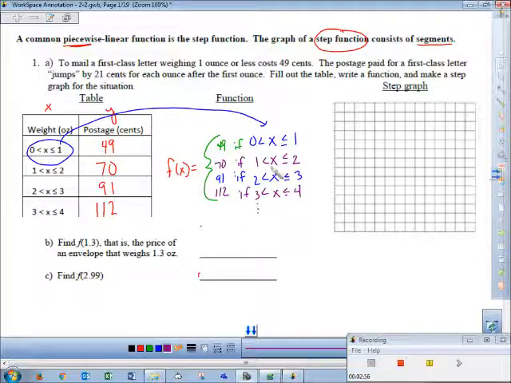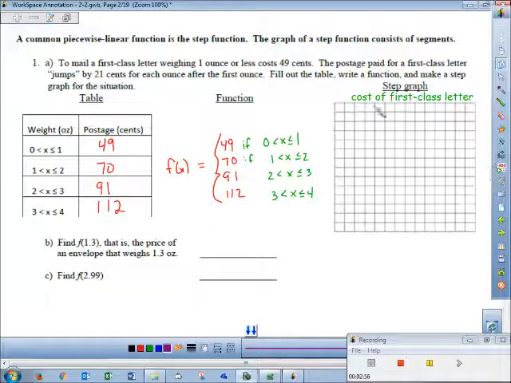And now let's actually graph this situation right here. The first thing you need on any good graph is a title. So what is this situation talking about? It's talking about the cost of a first-class letter. So I'll have you write that up there. And if I'm moving too fast, you can always pause the video to get that written down.